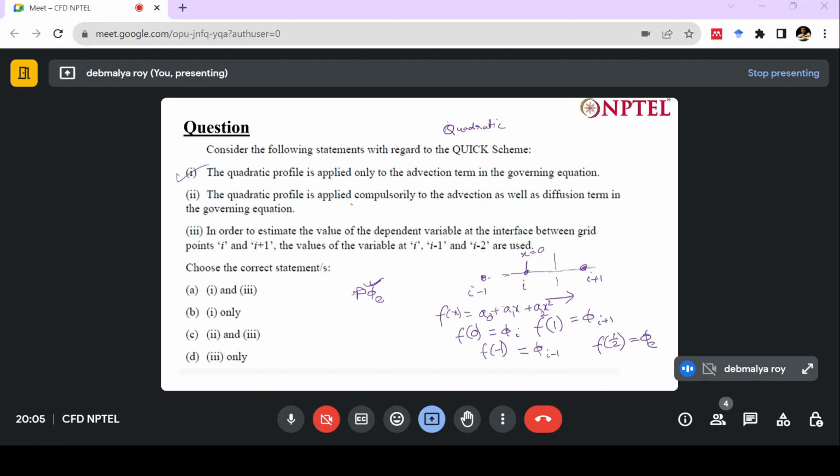The quadratic profile is applied compulsorily to the advection as well as the diffusive term. This is false. That's what we discussed. It is applied only to the advection.